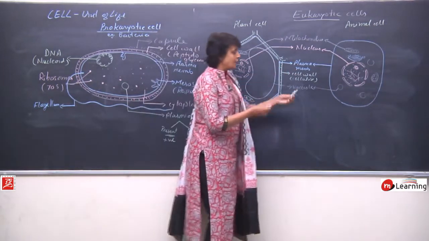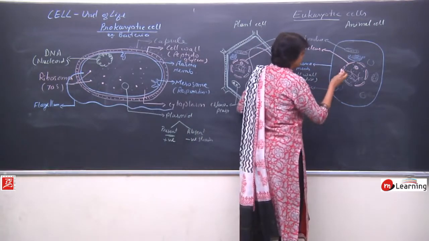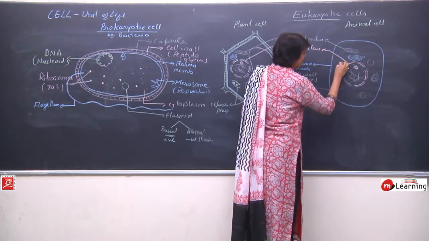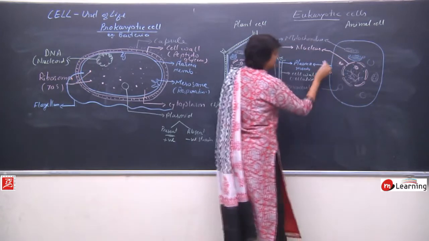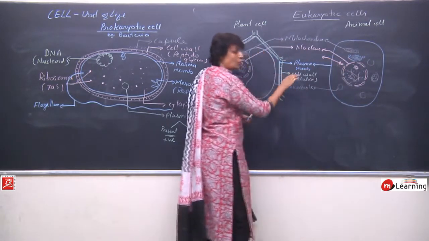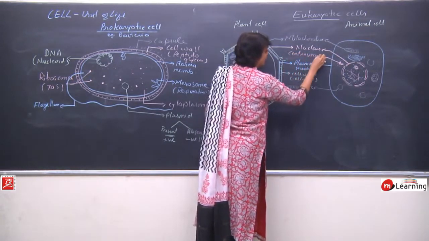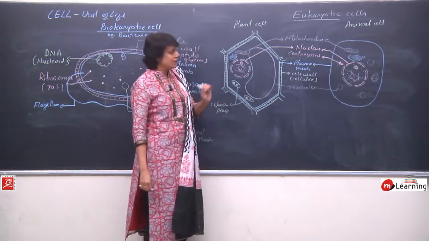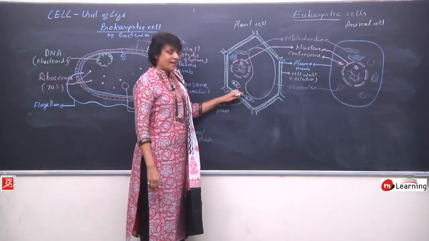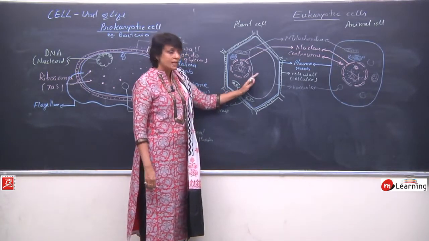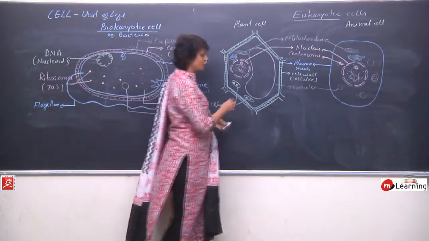Now let us come to animal cells, a structure which is present only in animal cells. That structure is known as centrosome. Centrosome has two centrioles. This structure is again closer to the nucleus and is found only in animal cells. So right now we have three differences: cell wall present in plant cell, plastid or chloroplast present in plant cells, and centrosome present in animal cells. These are the three differences so far.